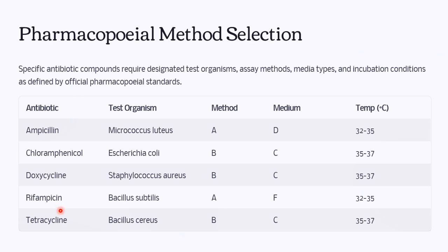For rifampicin, the method is method A by using Bacillus subtilis and using the medium F and temperature 32 to 35 degrees Celsius. And for tetracycline, the organism is Bacillus cereus, method B and medium C at temperature 35 to 37 degrees Celsius.